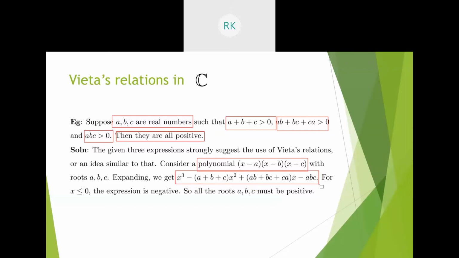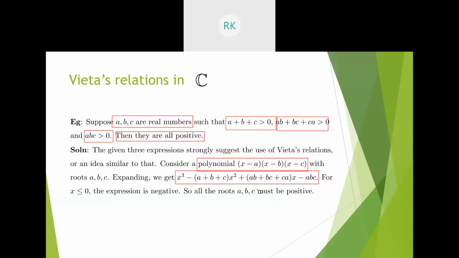So now what does the condition say? The condition says that a plus b plus c is positive, ab plus bc plus ca is positive, and abc is positive. And we want to prove that a, b, and c are all positive. But a, b, and c are nothing but the roots of this polynomial. So we want to prove that the roots are all positive. How do we prove that? Let us suppose that the polynomial has a non-positive root. If it is not positive, only two possibilities are there. It is either 0 or negative.